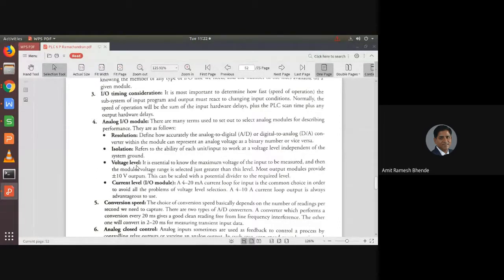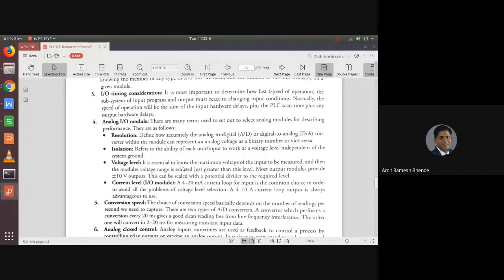Then the voltage level. Okay. So voltage level is also a very important criterion. It is essential to know the maximum voltage of the input to be measured, and then the module voltage range is selected just greater than its level. Now, for example, we should know what is the output of any sensor. Okay, so what is the maximum output of the sensor? All the sensors have their maximum voltage. Okay, like for example, if some sensor has a maximum voltage of 5 millivolt.